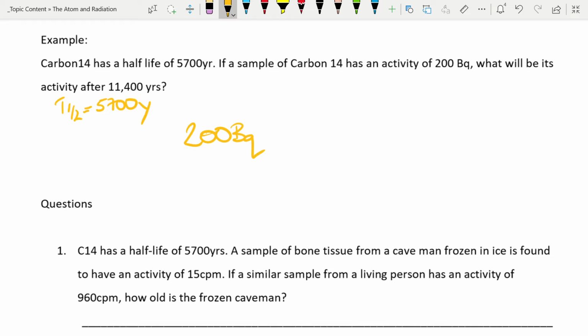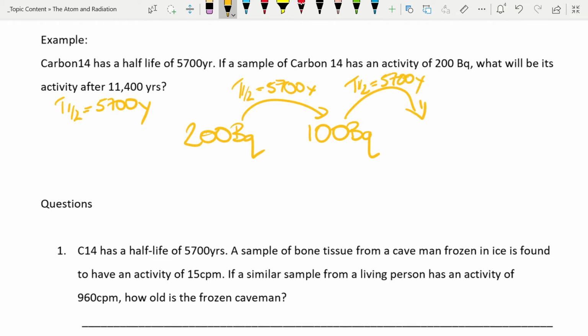Well, I would always do little timelines for this. And I would say that after one half-life, which if you remember is 5,700 years, that activity is going to halve. So it's going to be down to 100 becquerels. After another half-life, that's another 5,700 years later. It doesn't drop down to 0, it halves each time, so it goes from 200 to 100 and then to 50 becquerels.